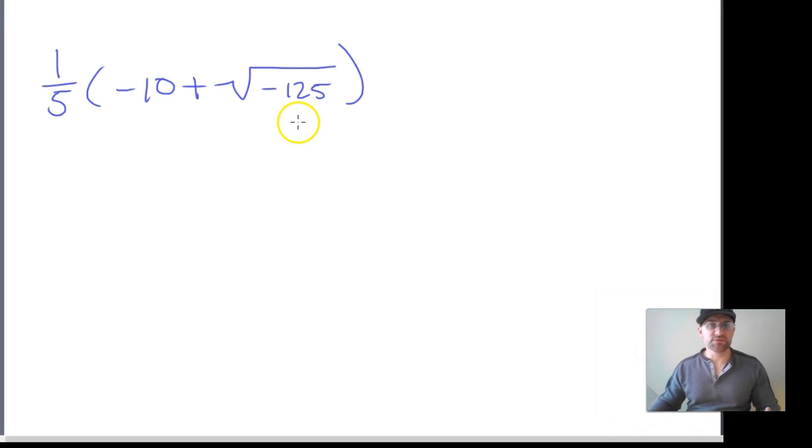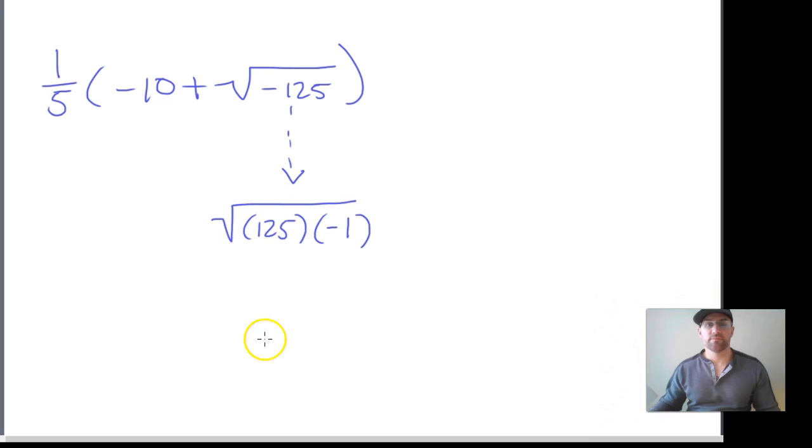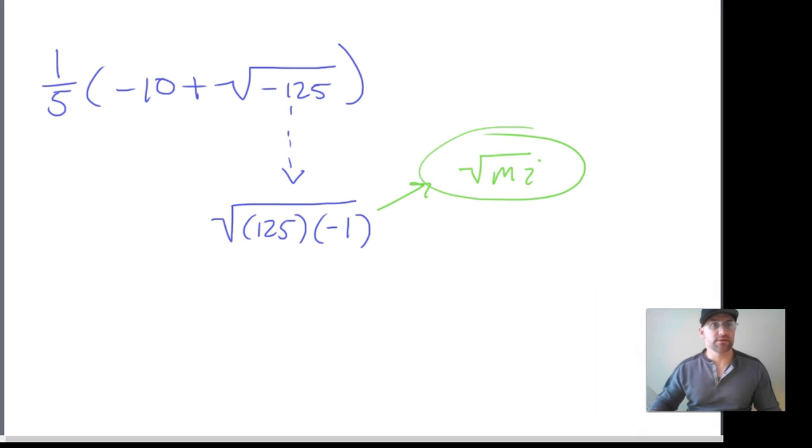So, what's the first thing that we're going to do? It has to do with this radicand right here. We're going to break it apart in such a way that it's written as 125 times negative 1. So it's the square root of 125 times negative 1, and we talked about this in every single video, and that is of the form square root of m times i. You can look that up in my playlist, and it will explain it to you. All right, let's pause for a sec.